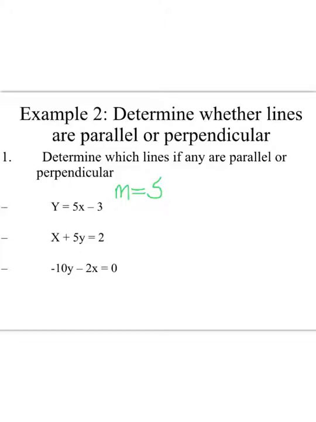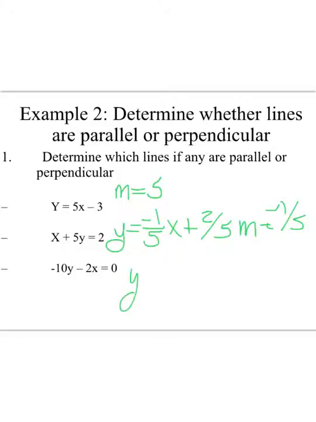My second equation, I'm going to move the x over, which would make it a negative 1x. Divide everything by 5. And that's what my second equation would look like in slope-intercept form. It has a slope of negative 1/5. And my last equation, I'm going to bring the x over, which is negative 2. So I'm going to bring the negative 2 over, making it positive, and then divide everything by negative 10. So that will give me negative 1/5 x, and our y-intercept will stay 0.